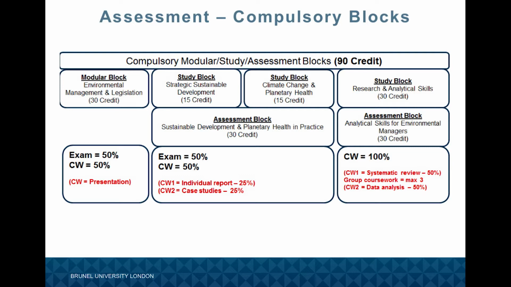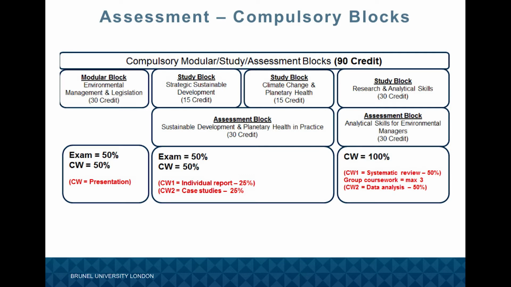managers. The first modular block, environmental management and legislation, consists of 50% exam and 50% coursework. And the coursework is a presentation. The second assessment block consists of 50% exam and 50% coursework. And the coursework consists of two elements. The first one is individual report, which is 25%, and a case study consists of 25%, and that will give you a total of 100% assessment.